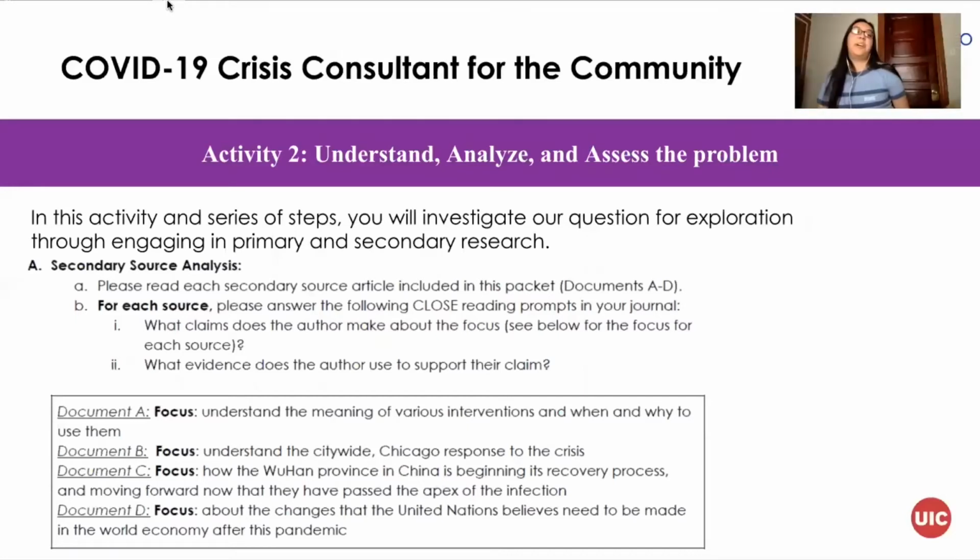Okay, now we're going to move on to activity 2, the first part of activity 2. In this part, you're going to be given 4 different articles, and the goal is for you to review those articles. They're pretty short, just news articles, and think about the main focus that those articles are about, so the main idea. And then we'll go over each of them in the next few slides so you have an idea.